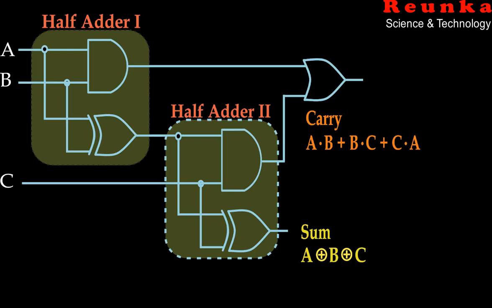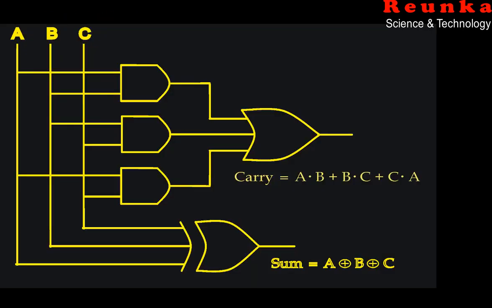If this circuit diagram is simplified, then the output of sum comes to be A XOR B XOR C. That means an XOR gate of 3 inputs. And if the carry is solved using Boolean algebra, the carry is equivalent to A dot B plus B dot C plus C dot A. The same circuit can be redrawn using the Boolean equations of carry and sum like this.